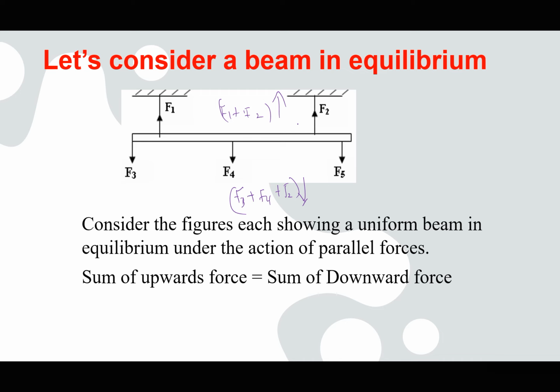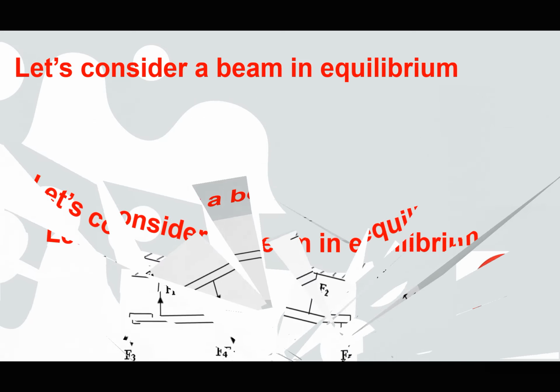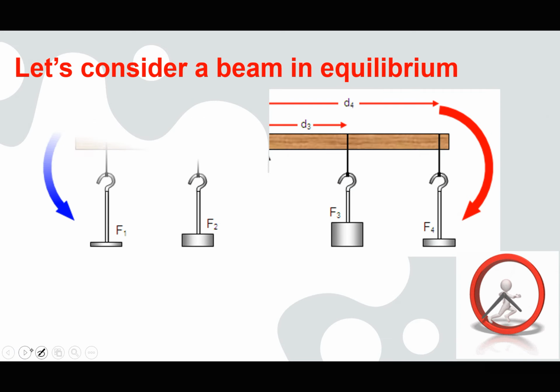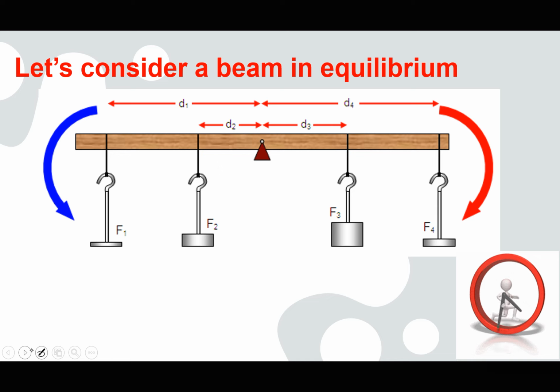If the body is to be in equilibrium, the sum of forces must be satisfied. That's number one. Number two, we are considering the body is in equilibrium. If we have several forces acting on the beam and we are to identify moments, remember the sum of clockwise moments should equal the sum of anticlockwise moments about the same point. So we are now taking moments about this point here, which we are calling the pivot. So if we take moments about this point, of course F3 is going to pull the beam in that direction. F4 is going to pull the beam in that direction. These are going to cause clockwise moments.